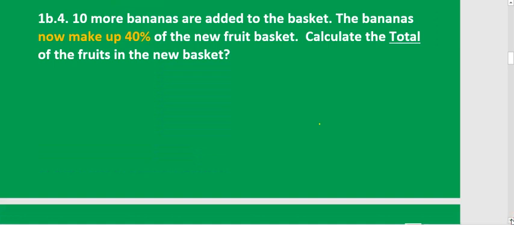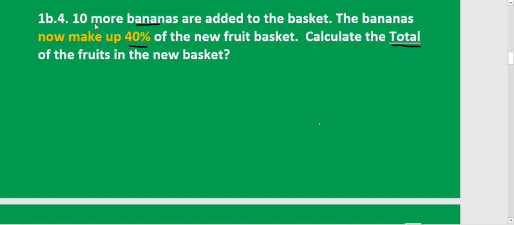Before 10 more bananas are added to the basket, the bananas now make up 40% of the new fruit basket. Calculate the total of the fruit basket. Now, this question is asking you to calculate the total. It's a very tricky question because now you have to go back, and the inverse of multiplication is division. So whenever you get a question like this, that is giving you an item, in this case the bananas, and the percentage of that item, and the question is asking you to calculate the total, look out for these questions. Here you must do the inverse.